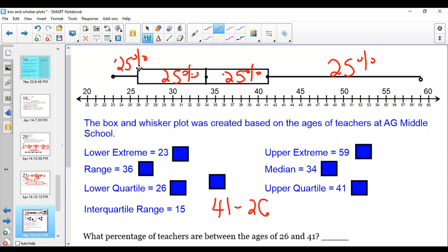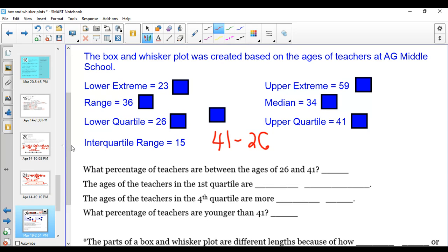So that's an important fact to remember, that the box represents the middle 50% of the data. So 50% of your data will always lie inside that box. So let's come back down here and answer that question. So 50%.